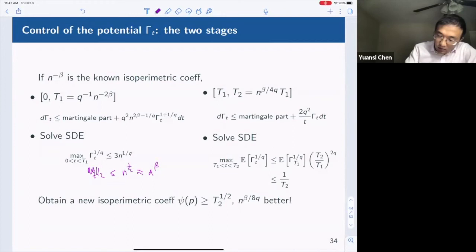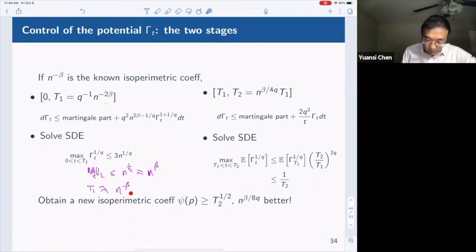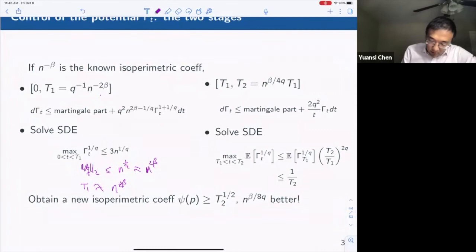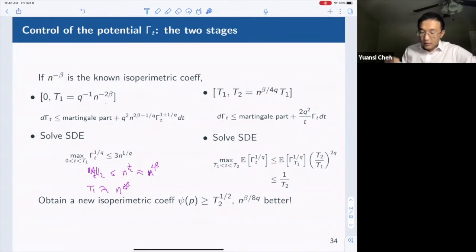With this spectral norm of A_t, you can only bound it by n to the beta, meaning that you can only run it to time of order n to the two beta. There's a two missing somewhere, but yes, it should be two beta. I think Q has a two, maybe. Then you get the same isoperimetric parameter. You start with n to the beta, but you get back the same isoperimetric coefficient, n to the minus beta.